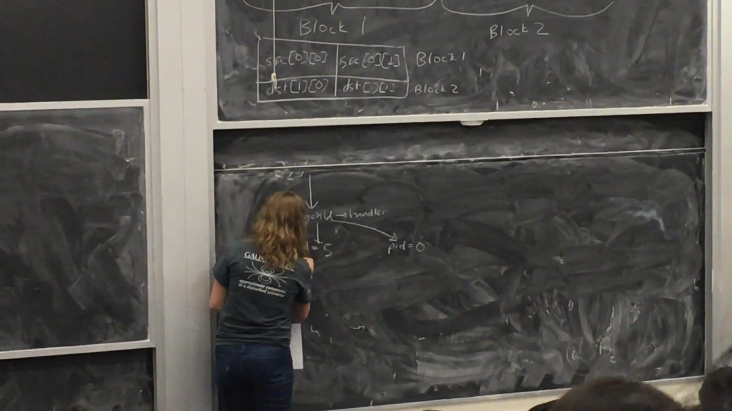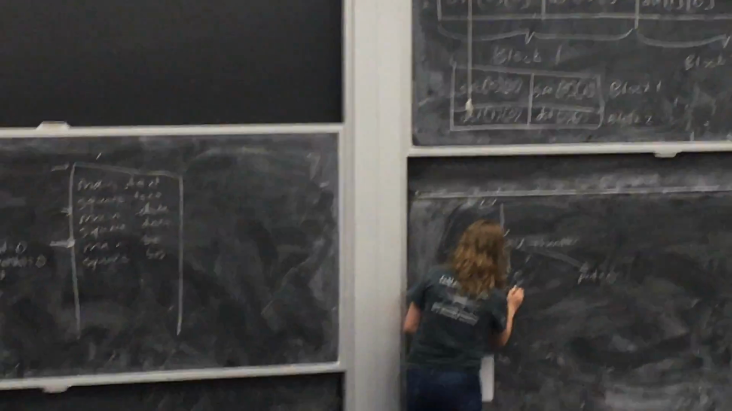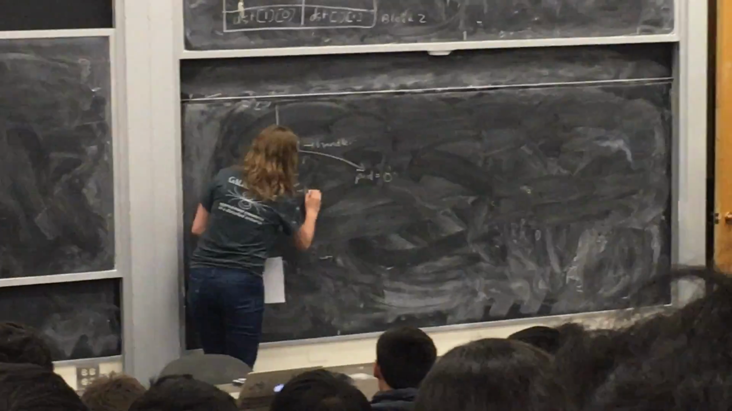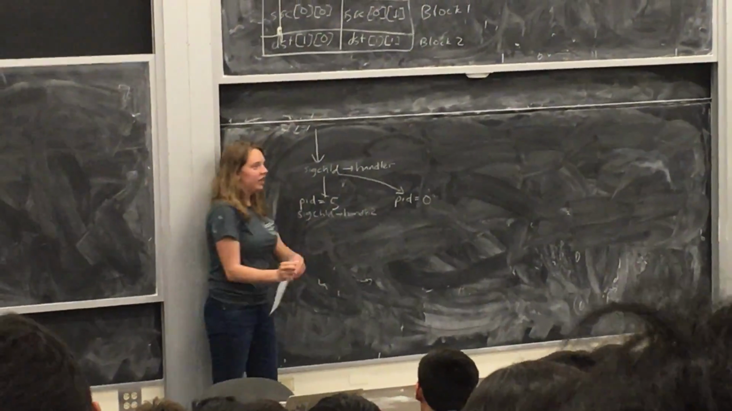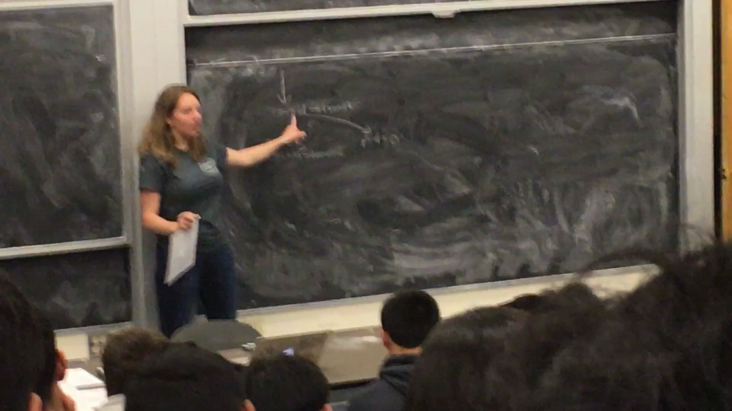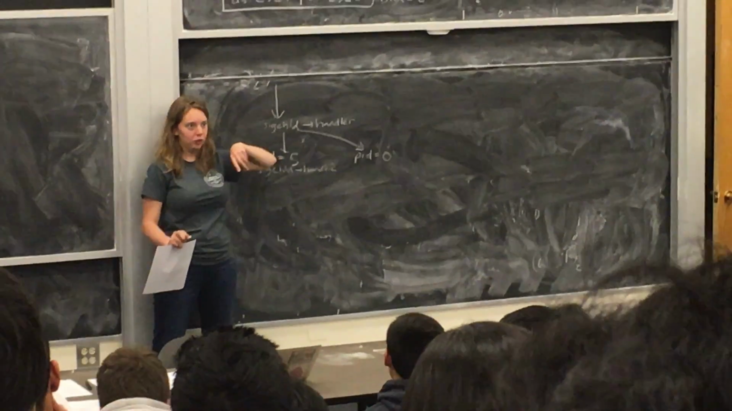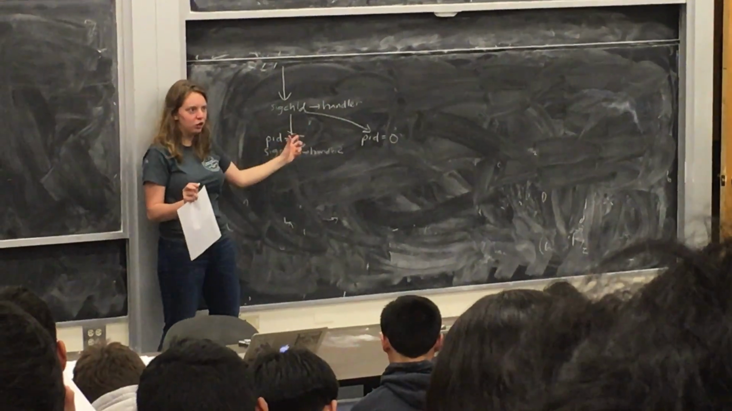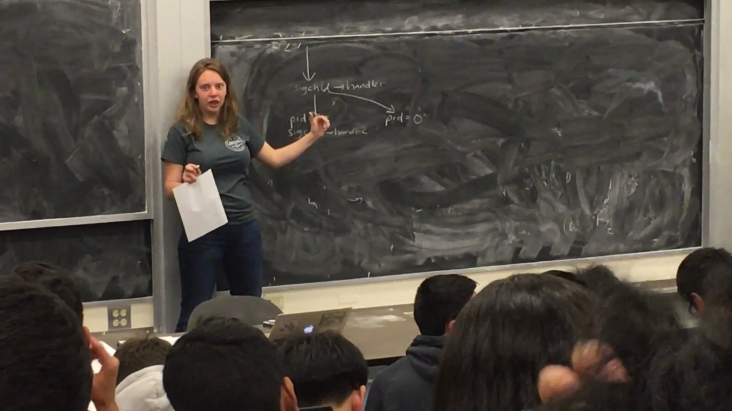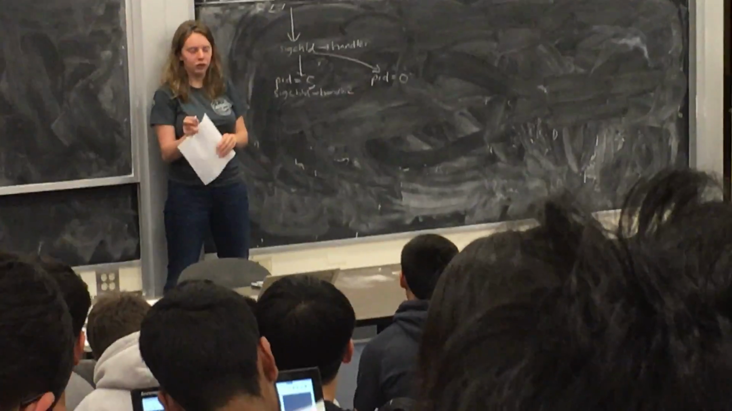So SIGCHLD is now paired with handler 2. In the child process, SIGCHLD is still paired with handler 1, though. Any questions about that? Karen? Okay.